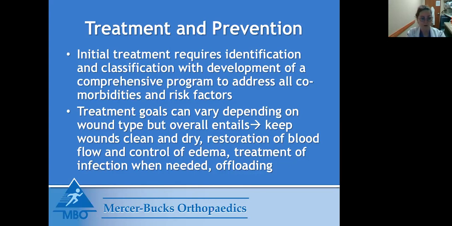and that can affect healing overall. The treatment goals vary, as I mentioned, depending on what wound type, but overall, you want to keep the wounds clean and dry. You want to restore blood flow and control edema. You want to treat any infection and offloading, so that's removing pressure from the bony prominences that lead to these wounds.